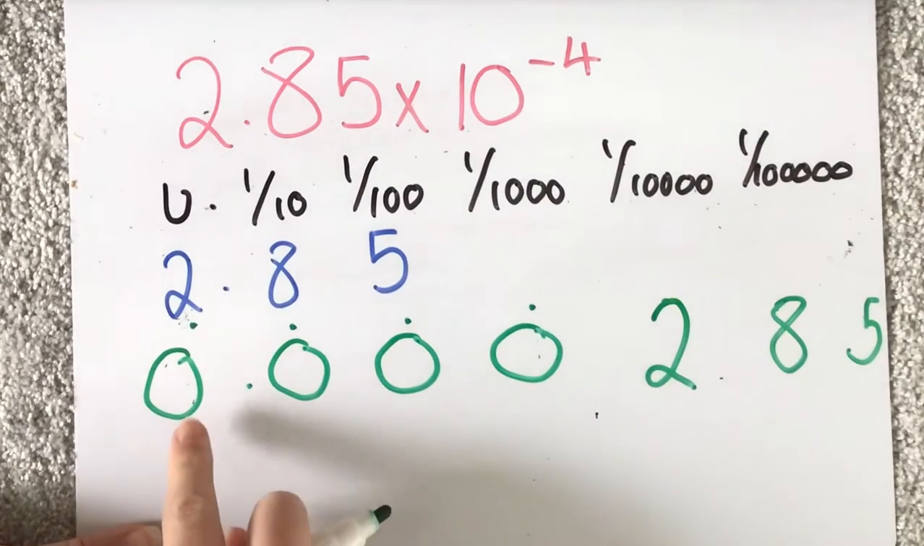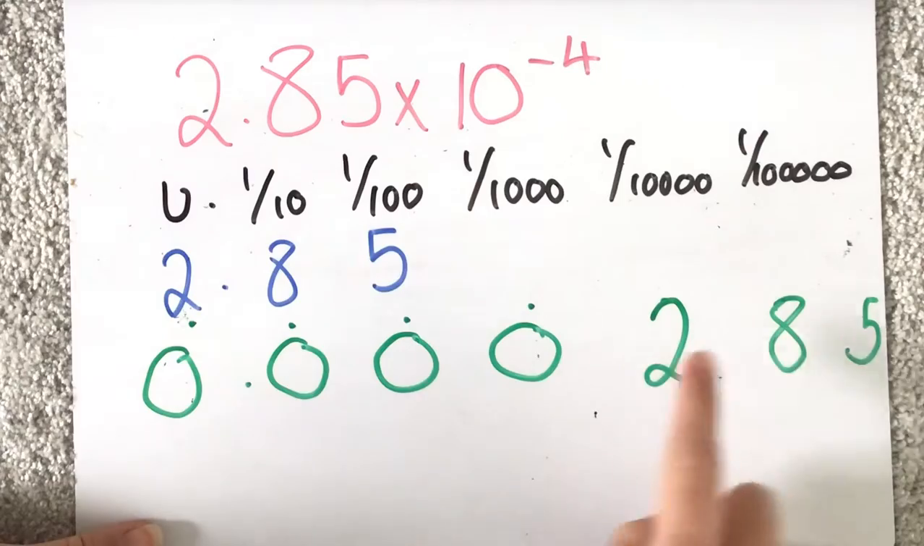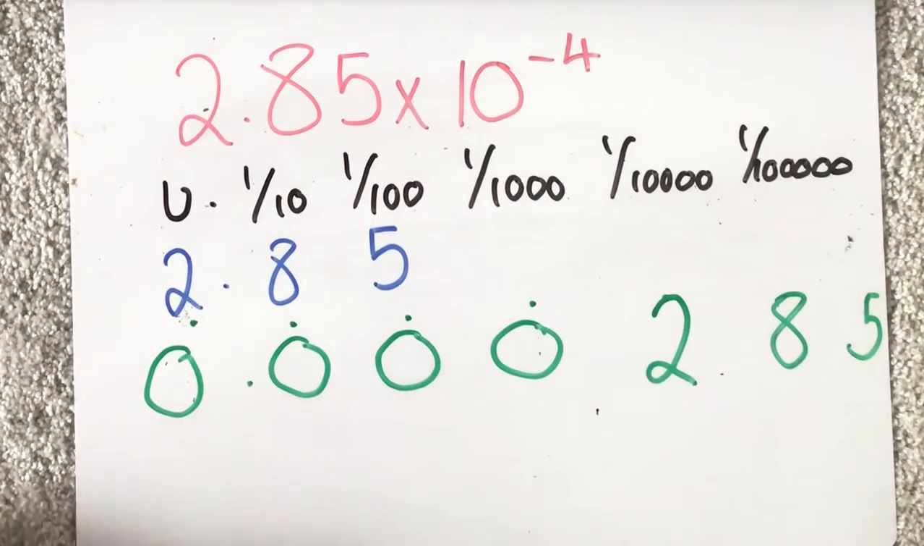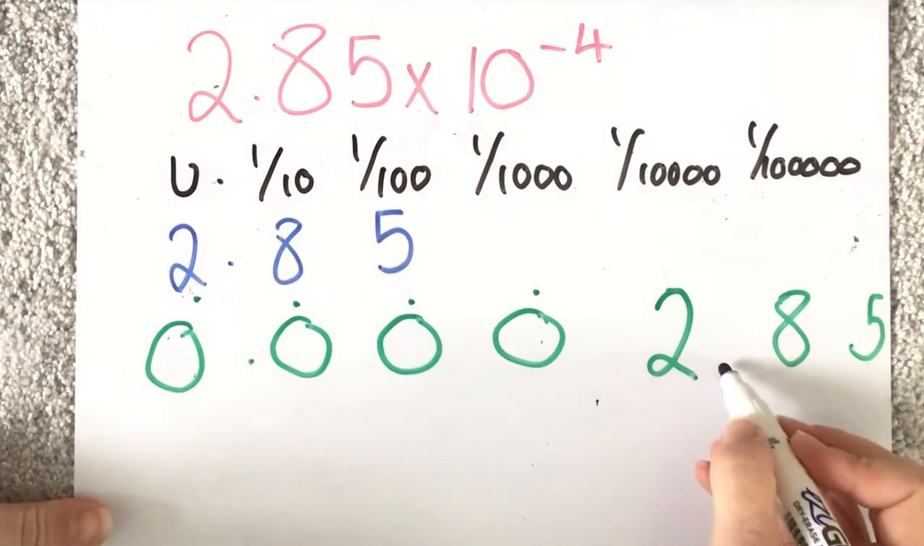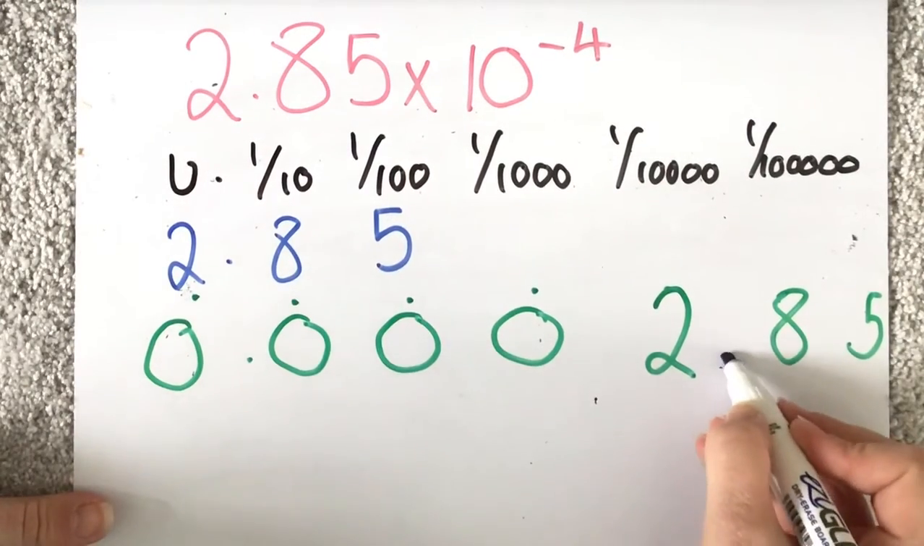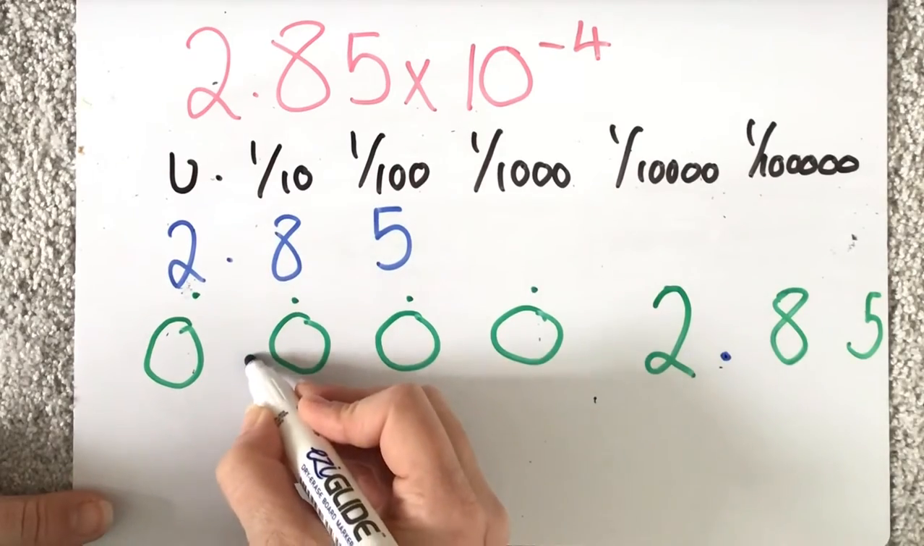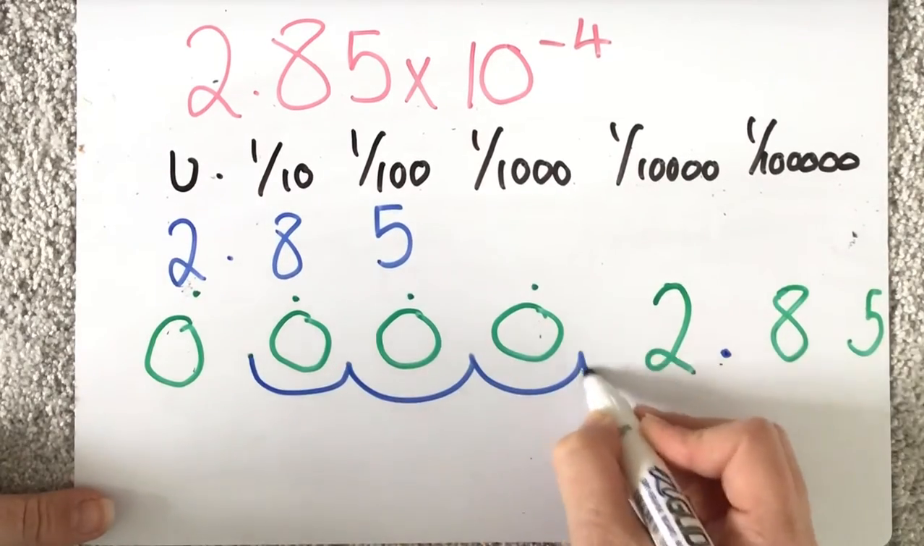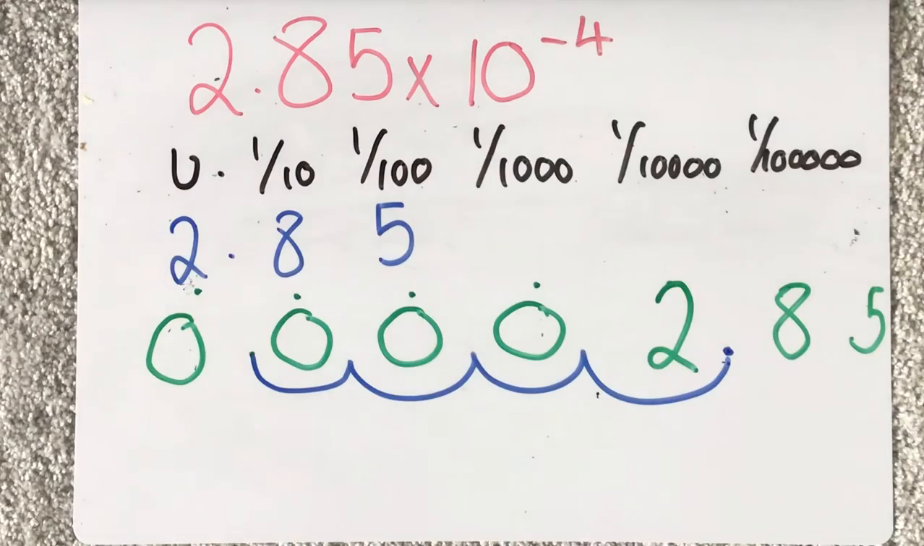So I now have 0.000285. And what's really nice about this is you can work it the other way. You can count back and see, does that actually work? So if I want to get my decimal point here, I'm starting from here and I go 1, 2, 3, 4. Well, then it works. It gets me back to what I originally started with.